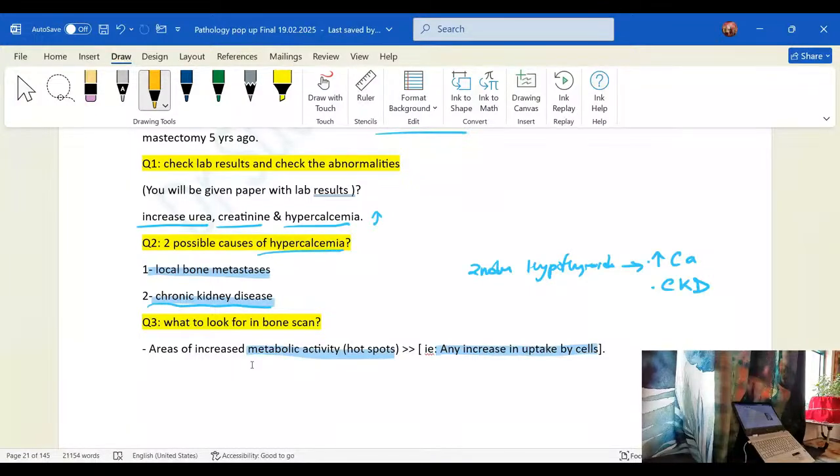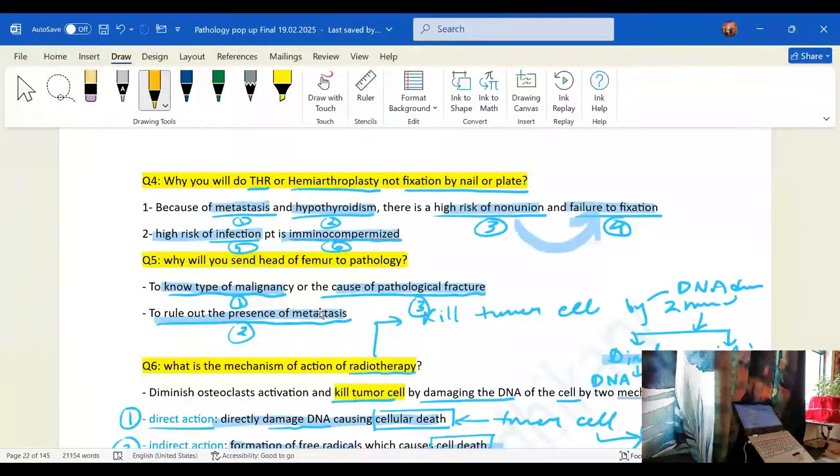What will you look for in the bone? In the bone, we will look for area of increased metabolic activity or hotspot. Because of the metastasis and hypothyroidism, there is increased risk of non-union and failure of fixation.